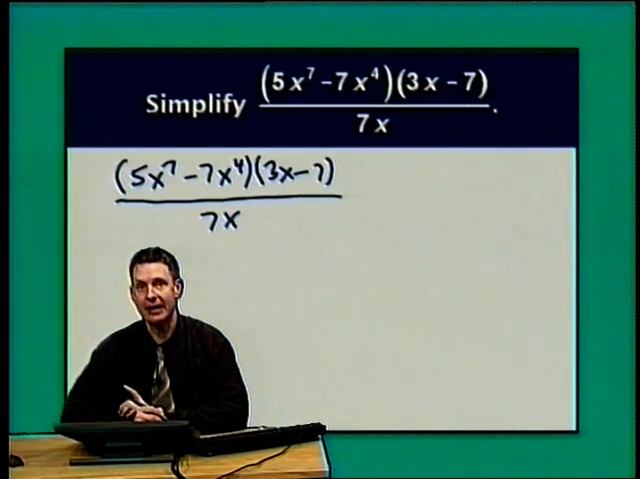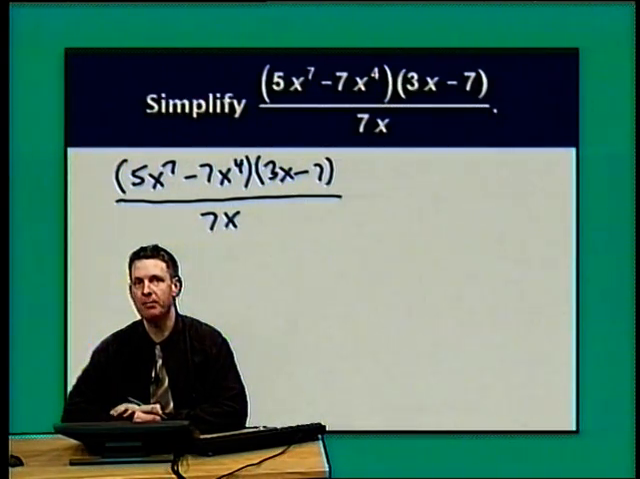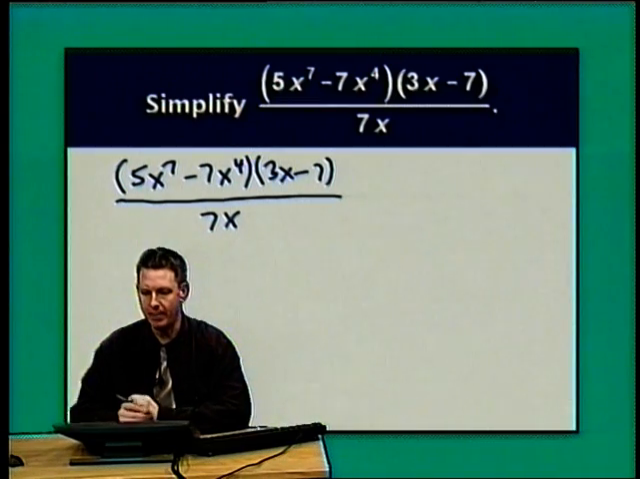And the reason that's the proper order is because fraction bars act like grouping symbols. They group the numerator separate from the denominator, so the first thing that we need to do is simplify both the numerator and the denominator.